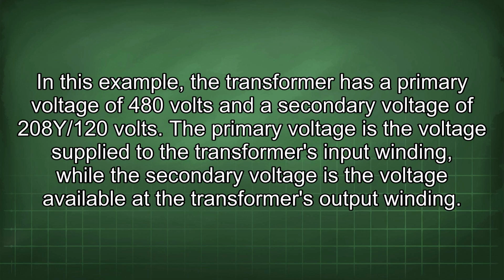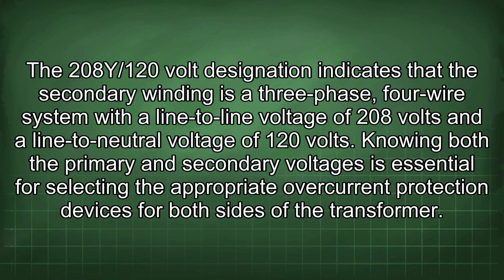In this example, the transformer has a primary voltage of 480 volts and a secondary voltage of 208Y/120 volts. The primary voltage is the voltage supplied to the transformer's input winding, while the secondary voltage is the voltage available at the transformer's output winding. The 208Y/120 volt designation indicates that the secondary winding is a three-phase 4-wire system with a line-to-line voltage of 208 volts and a line-to-neutral voltage of 120 volts. Knowing both the primary and secondary voltages is essential for selecting the appropriate overcurrent protection devices for both sides of the transformer.